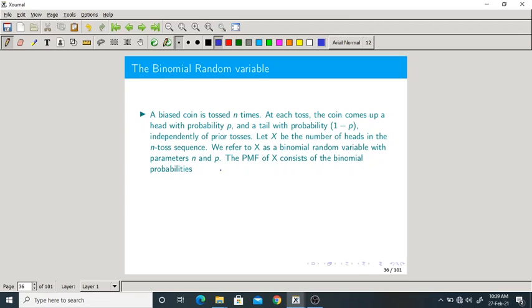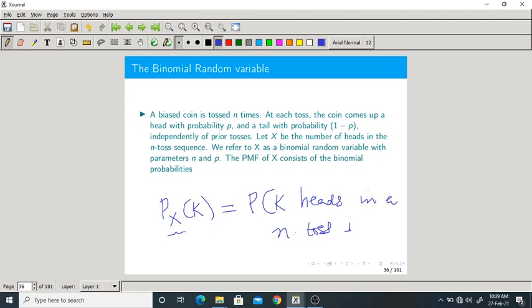Now we'll study the binomial random variable. Already we have seen binomial probabilities. What is that? If you remember properly, P_X of k. We have written like this. No, we did not write X, but at least P of k. What is that? The probability of k heads in an n-toss sequence.